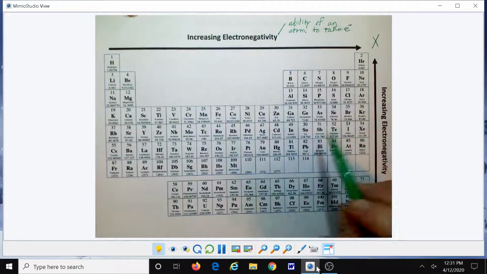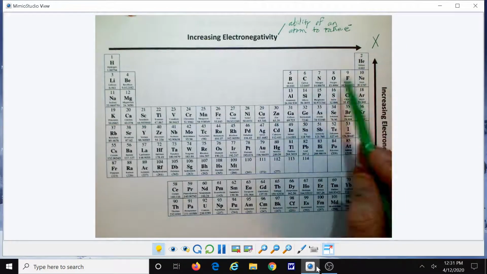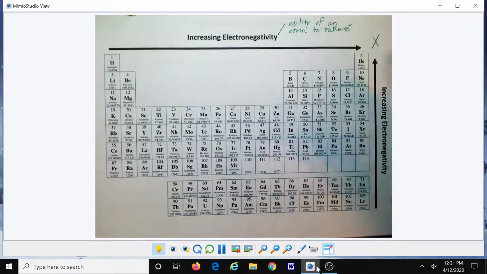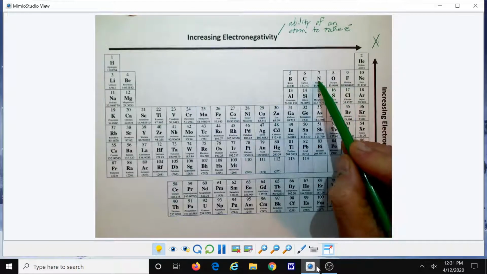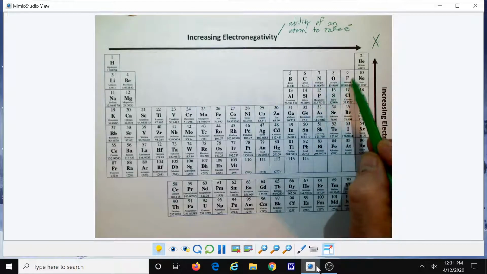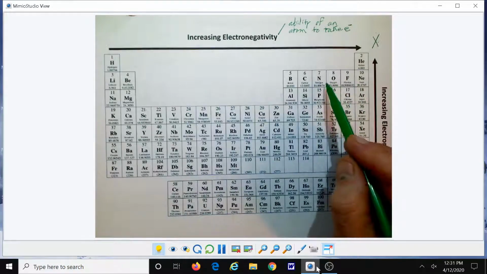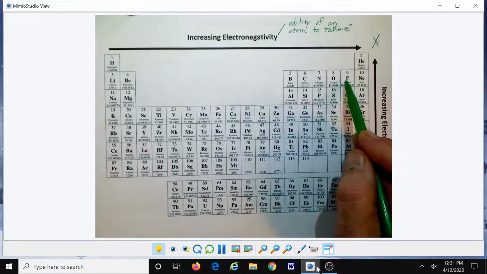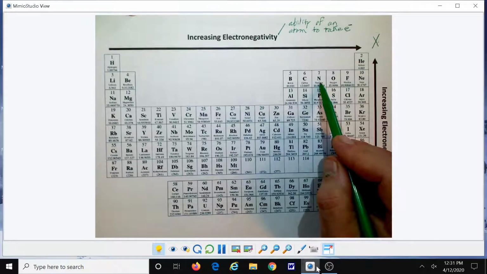Okay, so if we take a look, if we had two elements and we had to compare them, let's say we're going to compare nitrogen and fluorine, look at where the most electronegative part of the periodic table is. It's way up here. Well, what's closer to that, nitrogen or fluorine? Fluorine is. So if you're going to basically join together nitrogen and fluorine, fluorine will take on the negative charge and nitrogen will take on the positive charge.